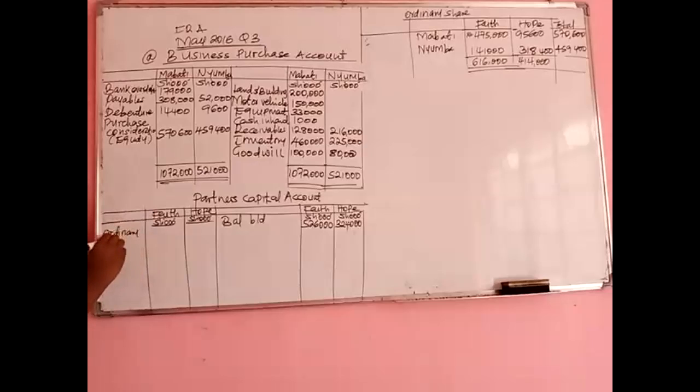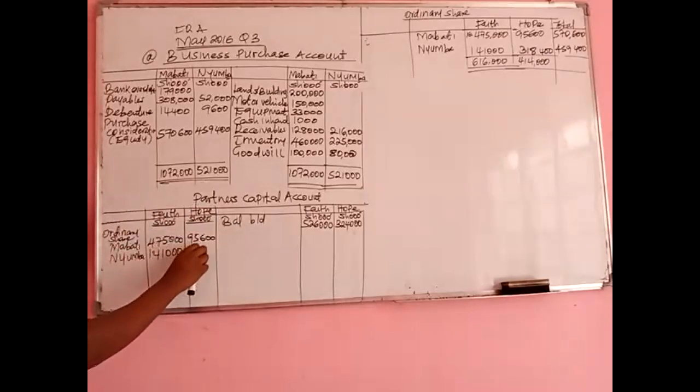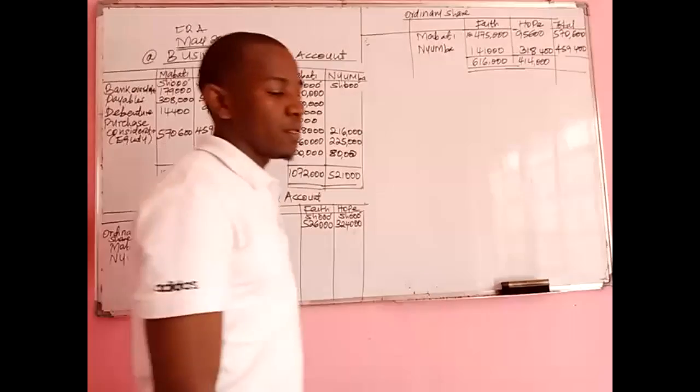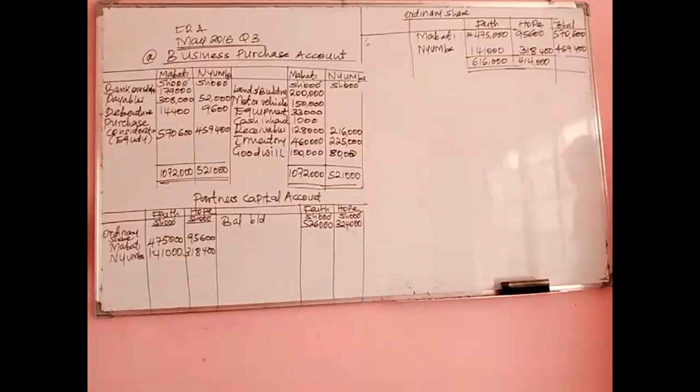Ordinary shares. So let us start here with Mabati. How many has Mabati given? 475. No, Hope has been given 95. Then this other one from Nyumba, how many has he been given? 141,000. Balance? This was 318,400. That is how it should be.